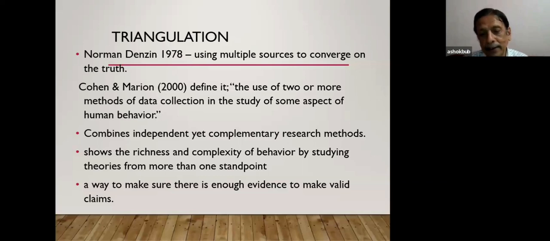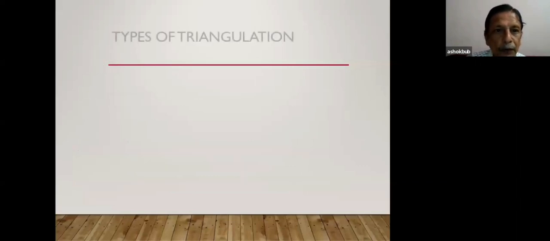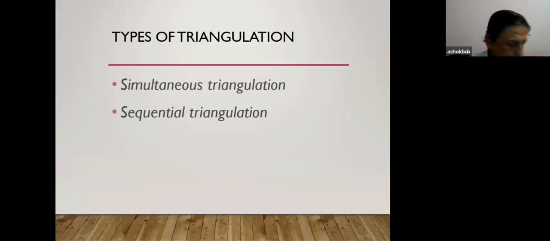So it's not just that the hypothesis is accepted, but on what grounds, on what basis, on what evidence you are concluding that it is valid. So these are some of the characteristic features of triangulation. There are two major types of triangulation which you can find: one is simultaneous triangulation, and another is sequential triangulation.